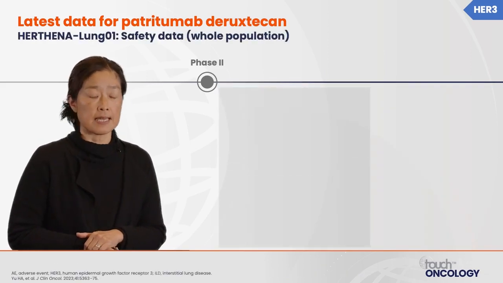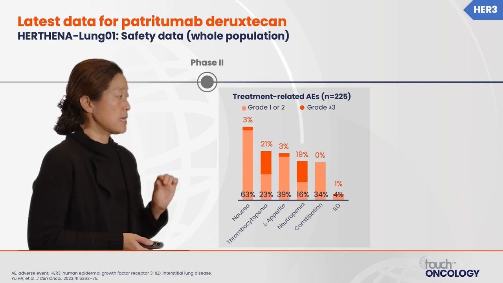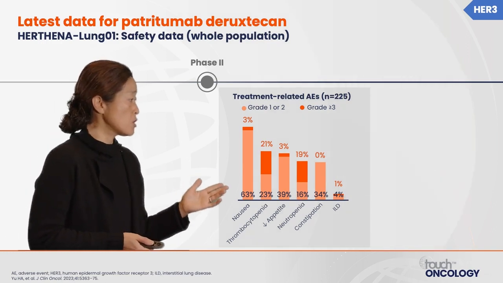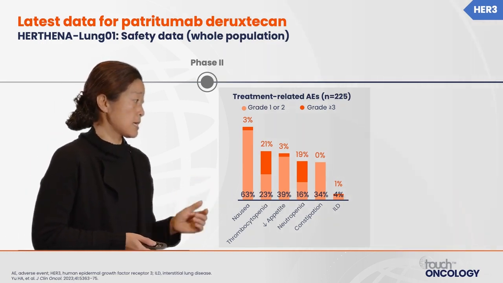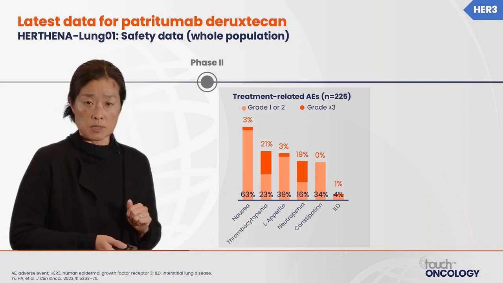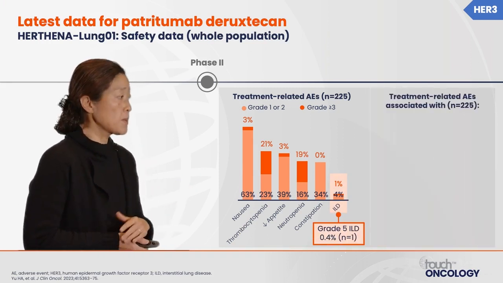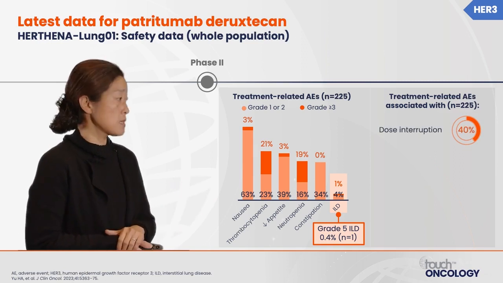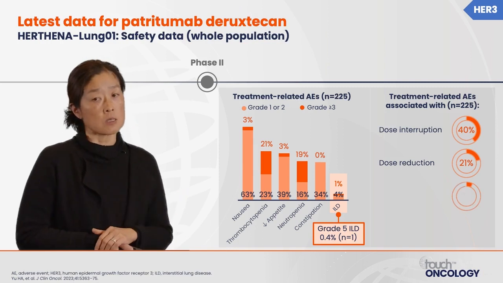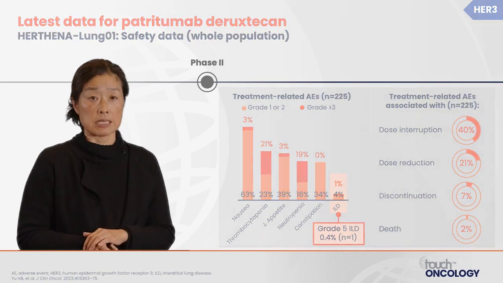What about the safety data in the population as a whole? You can see again in light orange, the grade 1 to 2 adverse events, and in dark orange, grade 3 or higher. And the most common AEs that we see here, nausea, thrombocytopenia, decreased appetite, neutropenia, constipation. There is a rate of ILD that we see with this drug as well. One patient had a grade 5 ILD event. What about dose interruptions? About 40% of patients had a dose interruption on study. 21% had a dose reduction. There was discontinuation only in 7% and a 2% rate of death related to treatment-related AEs in this study.